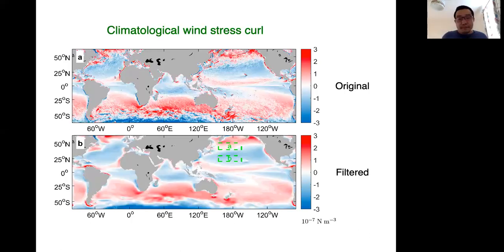Okay, so that's the wind stress field we use. This is the original wind stress, the scatterometer wind stress, before we do the spatial filtering. And panel B shows the spatially filtered wind stress, where, as you can see, all the small scale features have been removed.